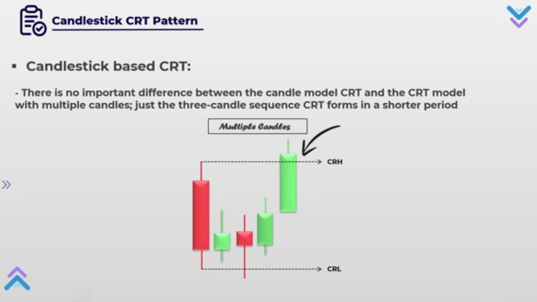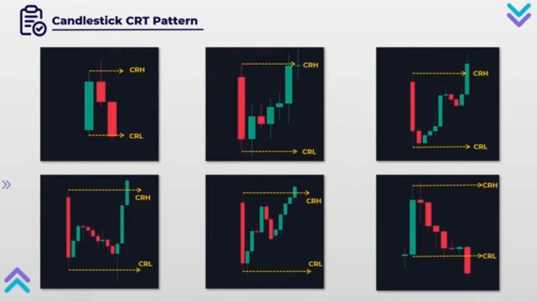To solidify what we have learned so far, let's see more examples of candlestick-based CRT models that we might encounter in the market. Starting from the top, this first scenario is the most critical CRT model, offering a high probability of success. Why? Because it perfectly captures the accumulation, manipulation, and distribution phases all within a three-candle sequence, what we call the power of three, in just three candles.